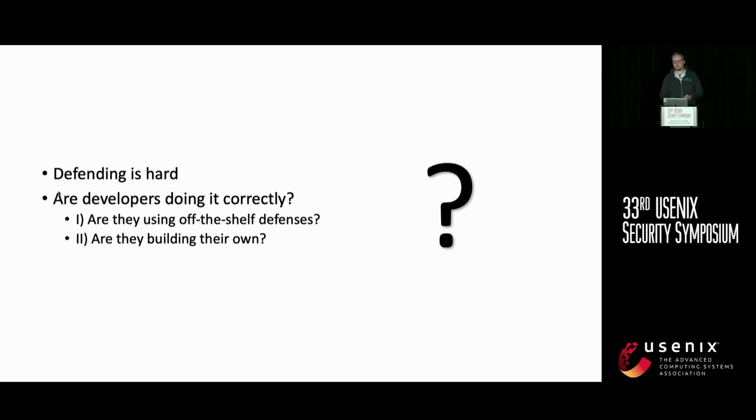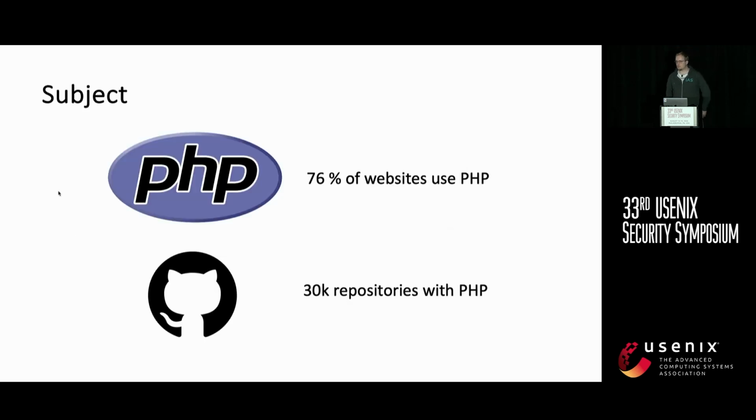So why am I telling you all this? My point is that defending against server-side request forgery is kind of hard. So we wondered, are developers doing this correctly? There are two questions for this. Are they using off-the-shelf defenses, or are they maybe building their own? And to solve these questions, we're looking at PHP.